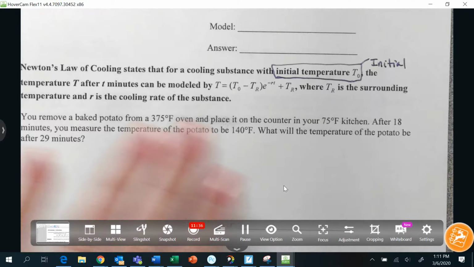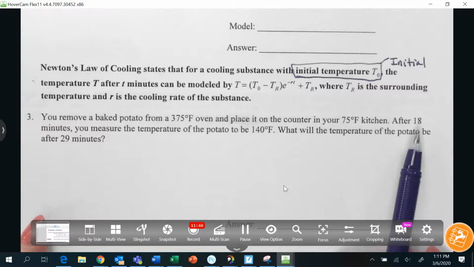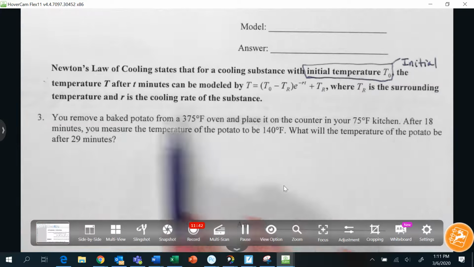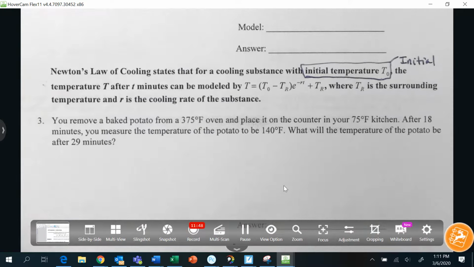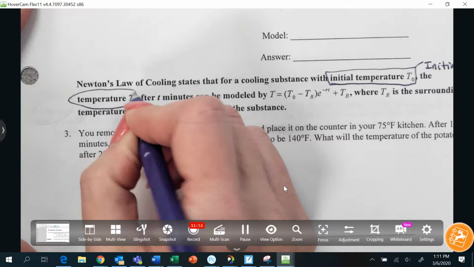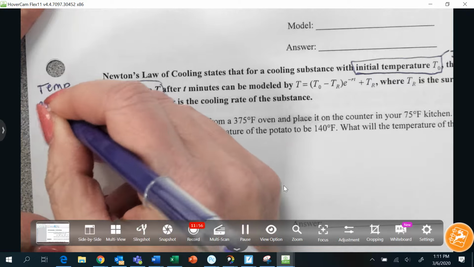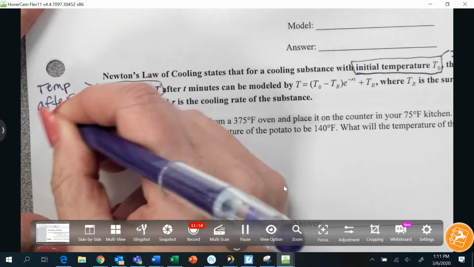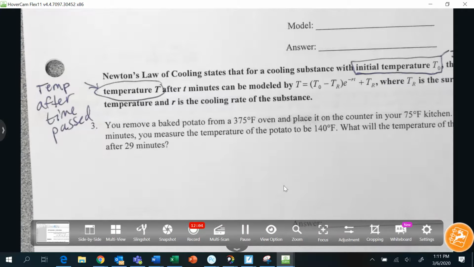Yes, in this case that would be 375. Yes, which I'll fill in in a moment. Now the temperature T, where it's just capital T by itself, nothing else, is the temperature after time has passed. T with little subs after time passed.